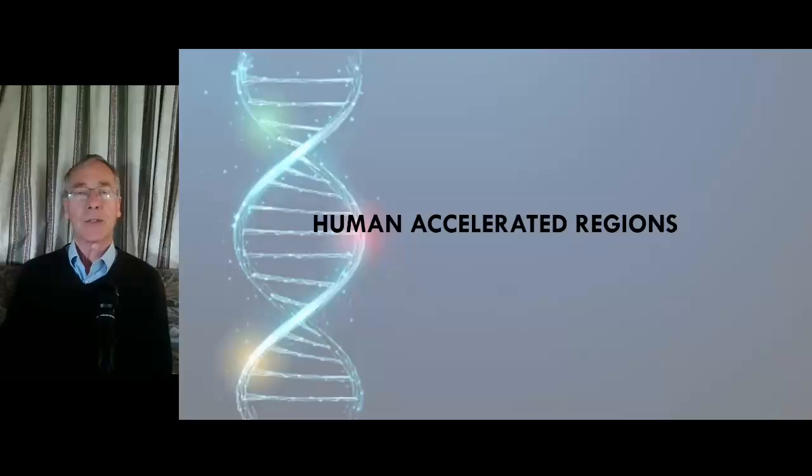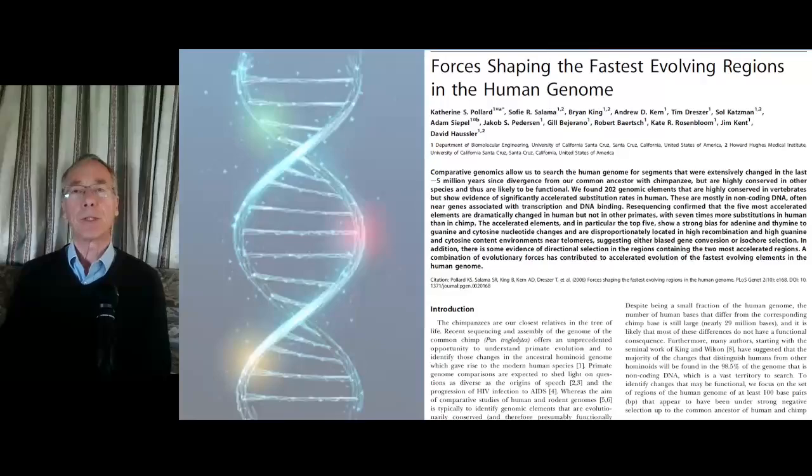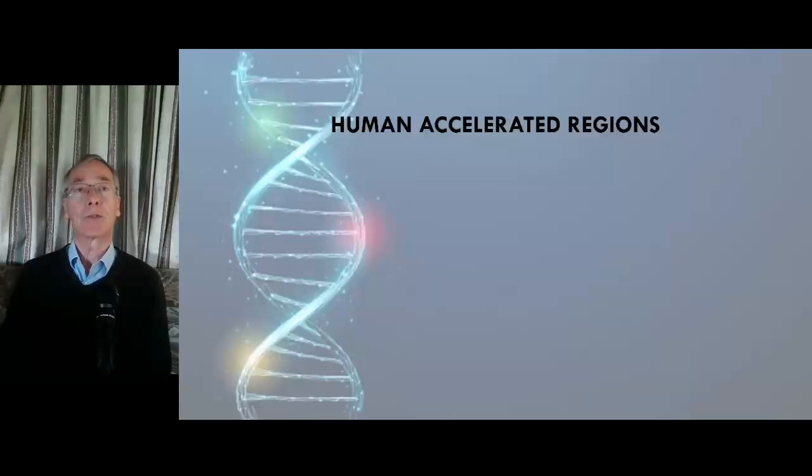Right now, let's look at human accelerated regions. Human accelerated regions were first published in a paper written by Pollard and his colleagues in 2009 when they did some comparative genomics of the human and the chimpanzee genome, and the analysis revealed 202 segments, which they said have extensively changed in the last 5 million years.